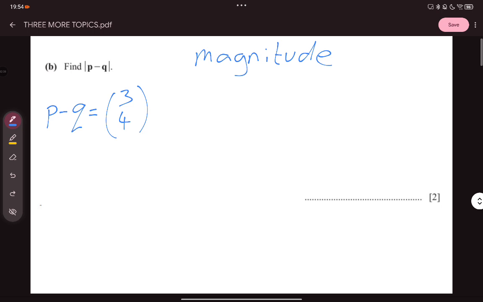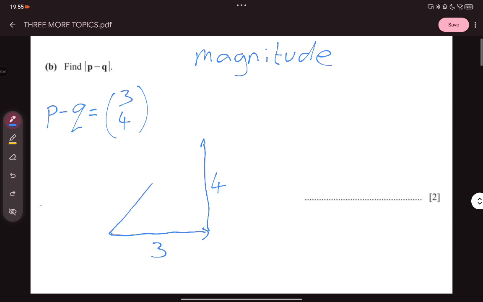So I must work out the thing inside the magnitude sign first, which is P minus Q. We already did that. So even if you got that wrong, you've still got the possibility of a follow-through mark in this particular question. So P minus Q was 3, 4. So 3, 4 in a vector is 3 across, and then 4 up. I'm just going to attempt to draw that with a slightly better straight line. There we are. So 3 across, 4 up.